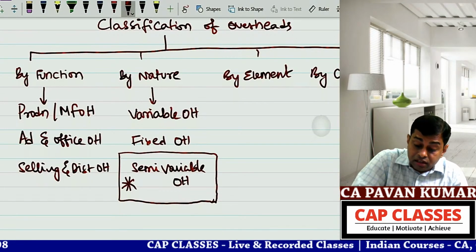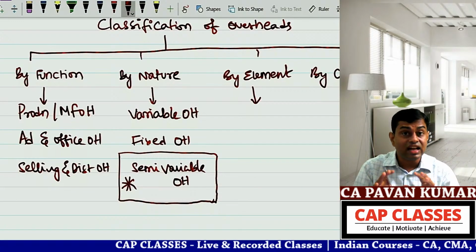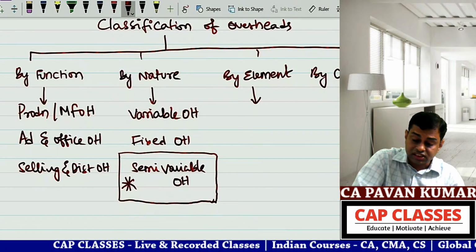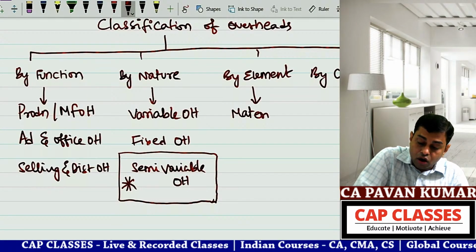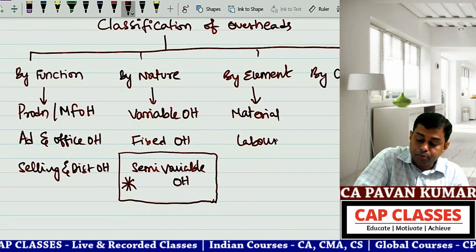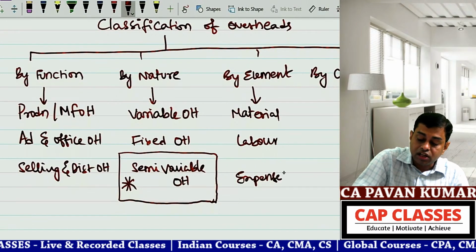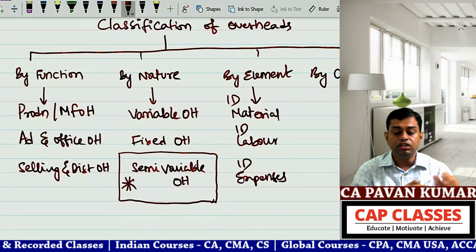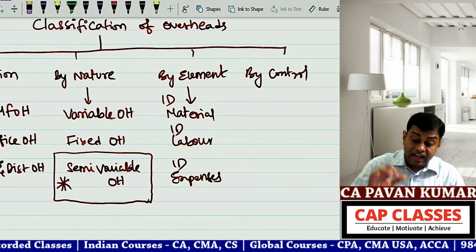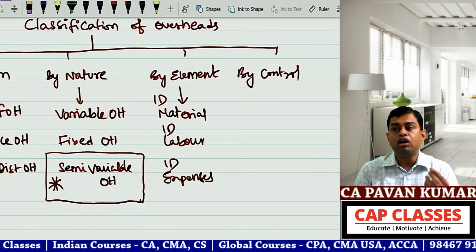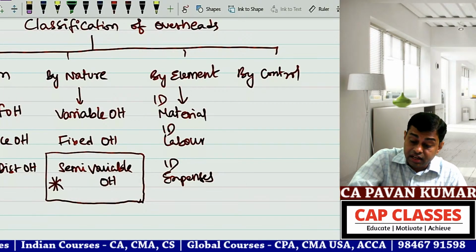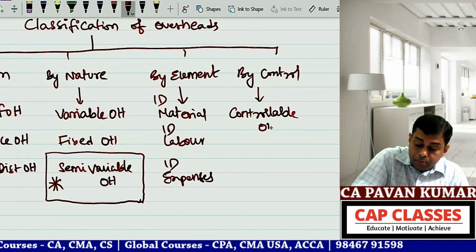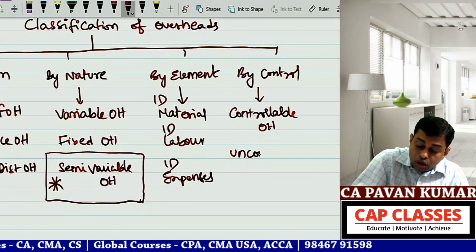Now, by element, yesterday I told you costs are classified into three. What are they? Material cost, labor cost, expenses. So these are material component, labor component, expenses component. So obviously these are indirect material, indirect labor, indirect expenses. Yesterday I told you this. By control, again very important, overheads are broadly categorized into two. What are they? Controllable overheads, uncontrollable overheads.